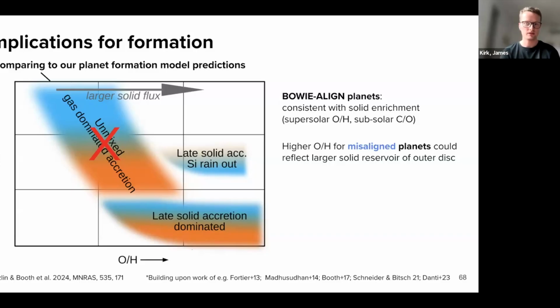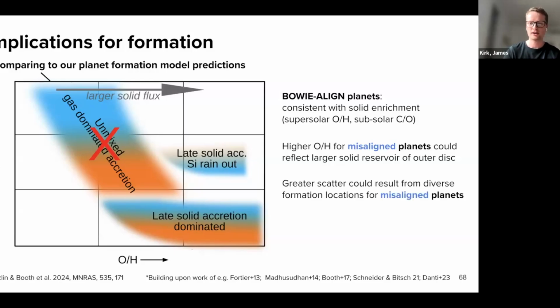From the colors, the higher metallicities that could be implied for the misaligned planets could reflect their formation in the larger solid reservoir of the outer disk, with the greater spread perhaps resulting from more diverse formation locations for the misaligned planets. Again, highlighting that these two results are purely seen in the colors. But ultimately, more data is needed to test any relative C/O difference between the aligned and misaligned planets.